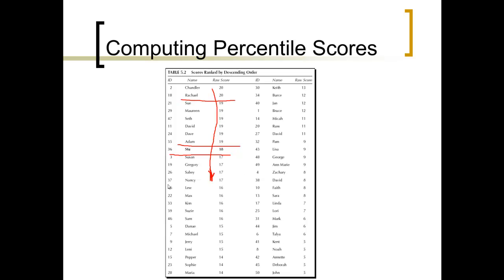Then we got a number of them that got 17s. Got a few 16s. A few 15s. Some 14s. One 13. Keith made a 13. Number of 12s. Number of 11s. A few 9s. Some 8s. A couple of 7s. 3 6s. And then this last group right here, well, they're bringing up the rear. But we can come back and look at everybody's score and then see how many of them fall below.